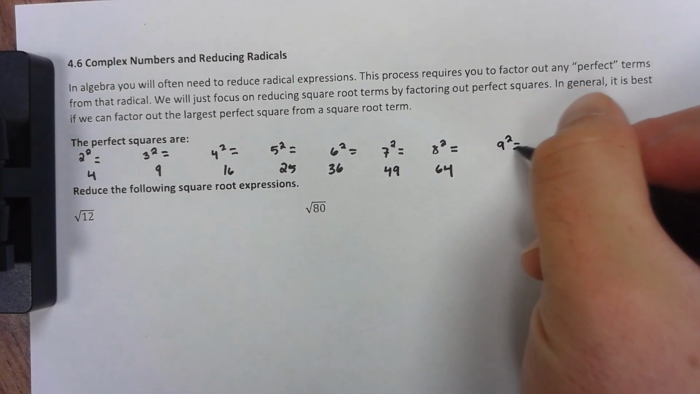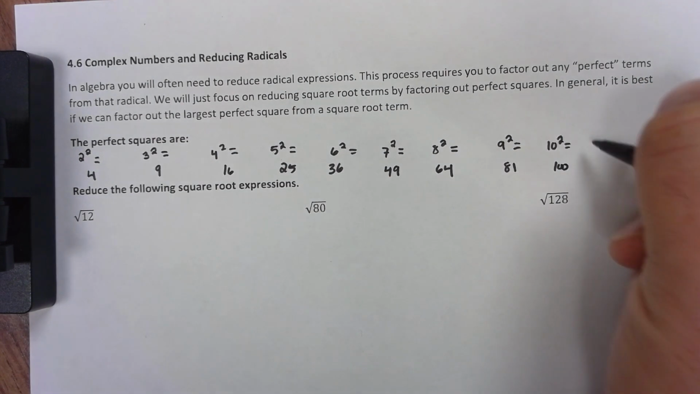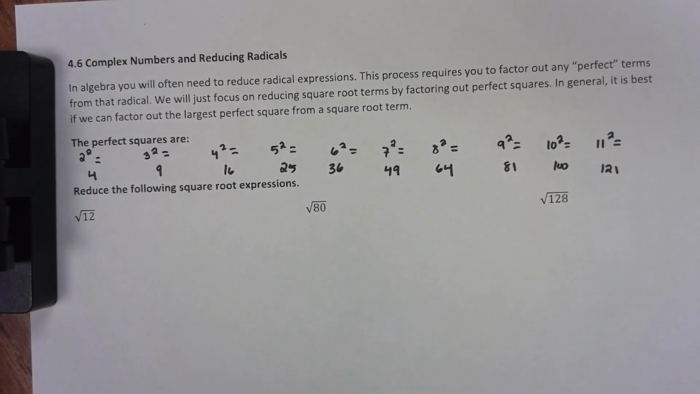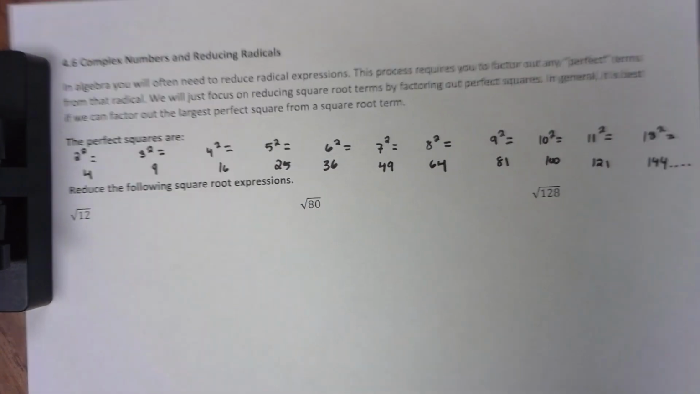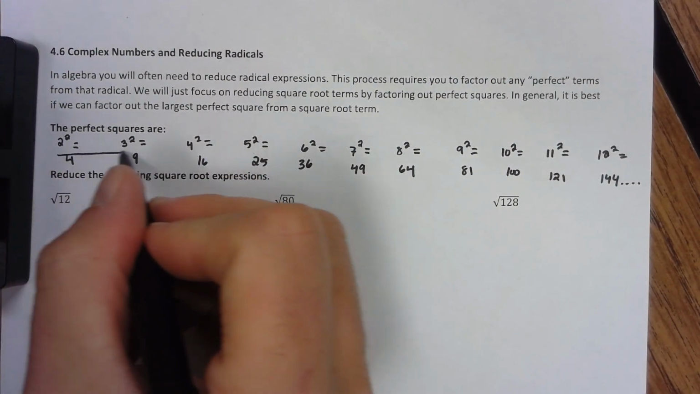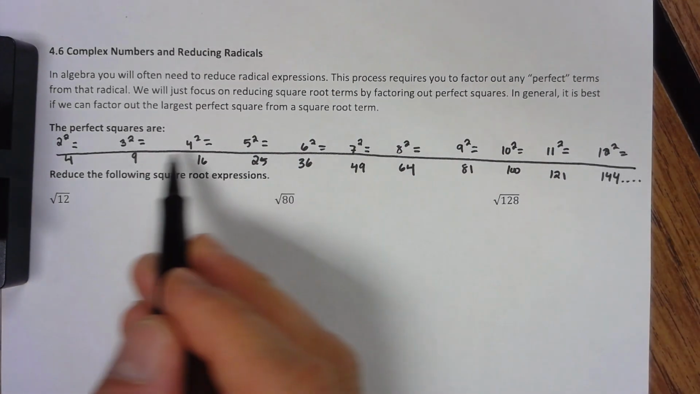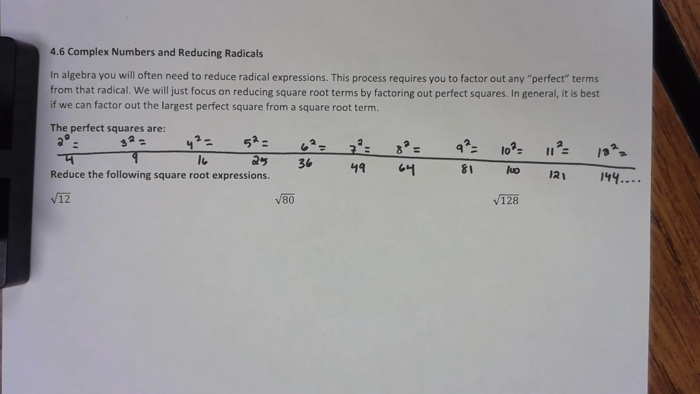So 9 squared, 81. 10 squared, 100. 11 squared is 121. Yeah, I'm going to run out of room. We'll go to 12 squared, 144. But know that that list continues. Okay, so the perfect squares are these numbers on the bottom here. So 4, 9, 16, 25, 36, 49, and so forth.